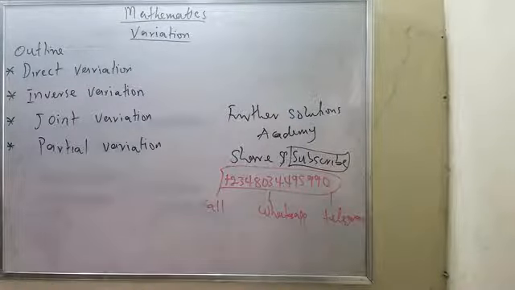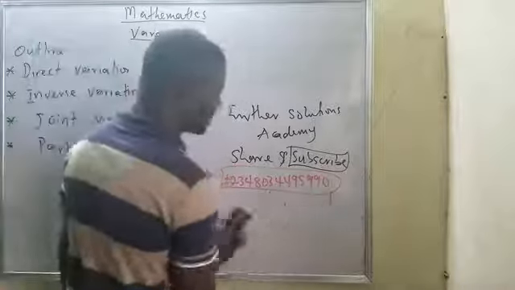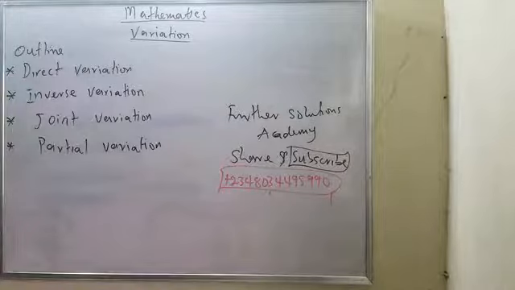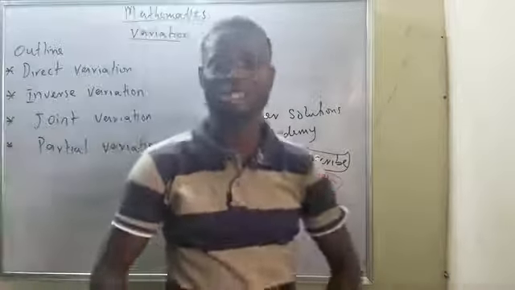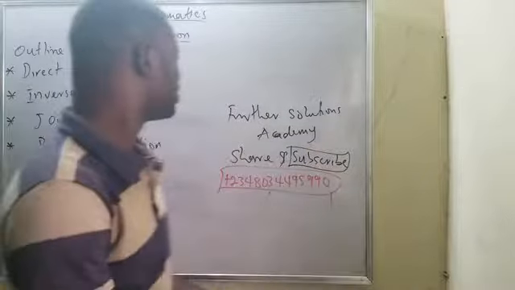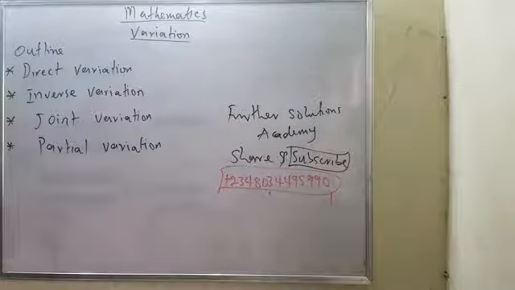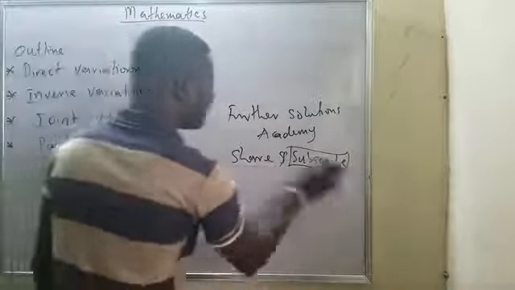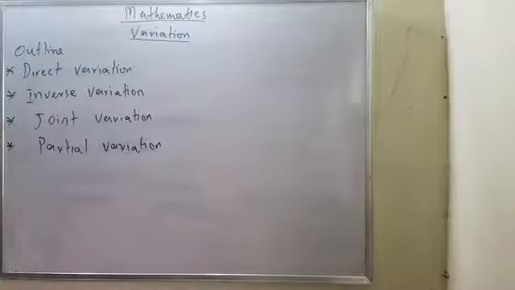In this video, I'll be walking you through variation. Variation is a part of mathematics that is very, very simple. Let me use another word for variation: we call it relation. When you are talking about the relationship between two or more variables, that is what is called variation.